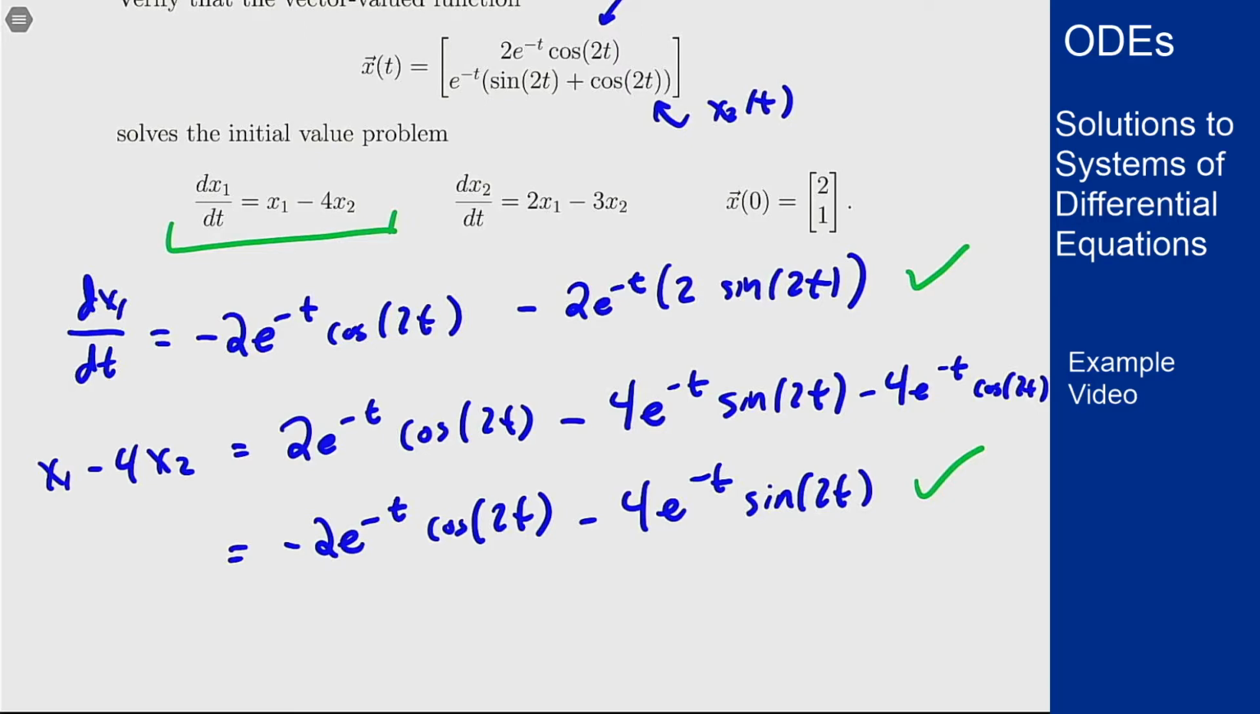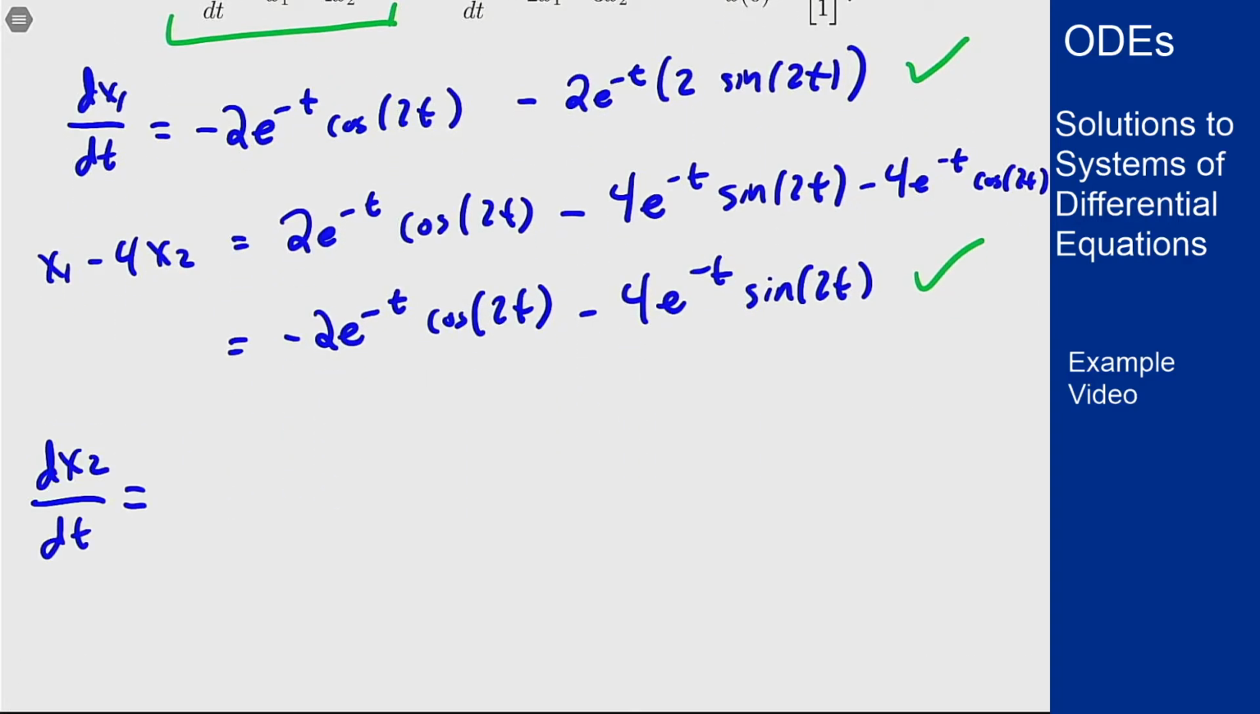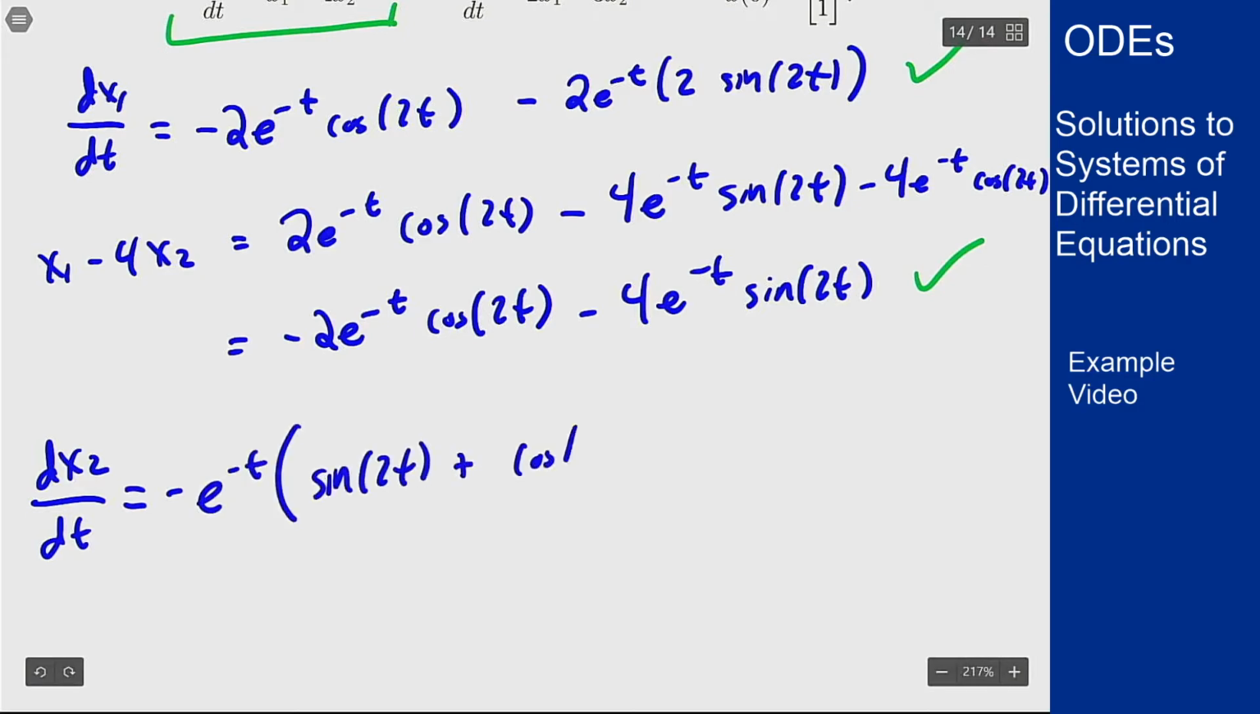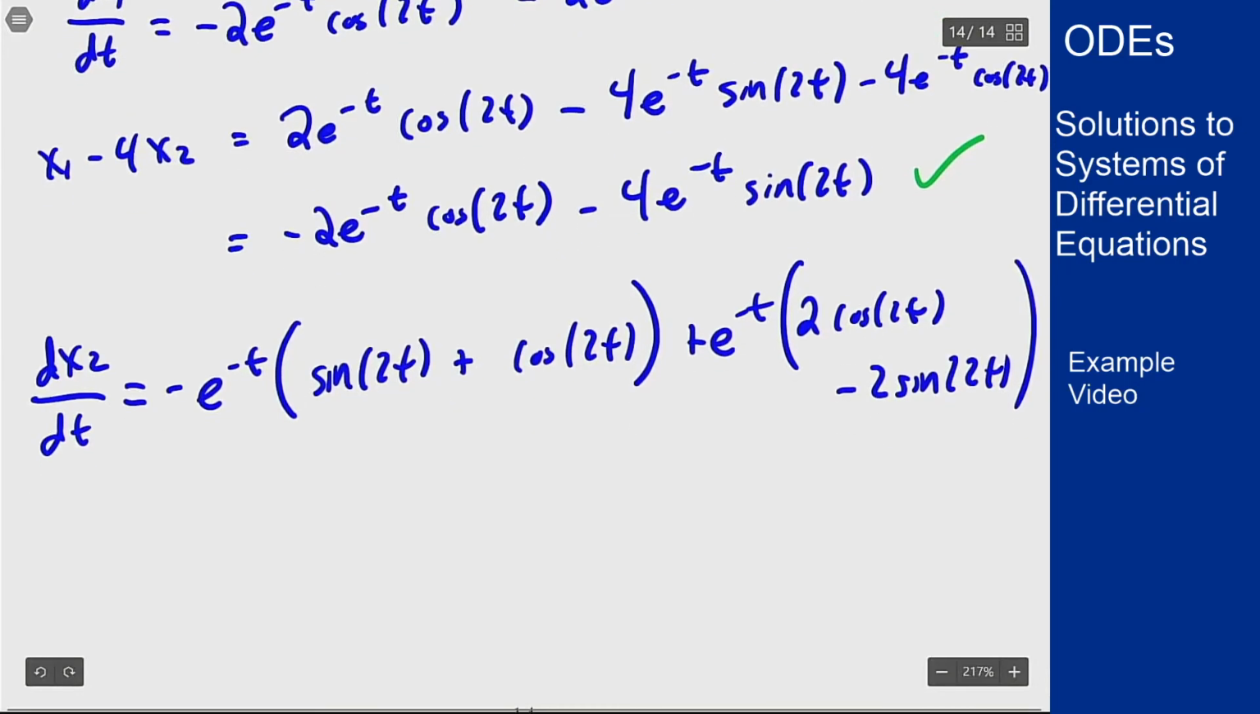But we're not done, we have to show the other two parts as well. So for the second one, we have dx2 dt, which is another product. When we differentiate the e to the minus t, I'll just get a negative e to the minus t sine of 2t plus cosine of 2t. Or I can keep the e to the minus t, differentiate the other part. Derivative of sine is cosine, so 2 cosine of 2t, then minus 2 sine of 2t, which we can expand and combine some of these terms.